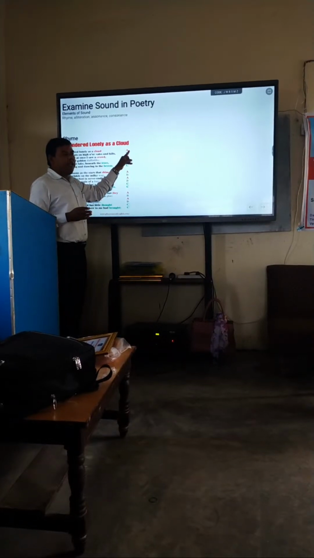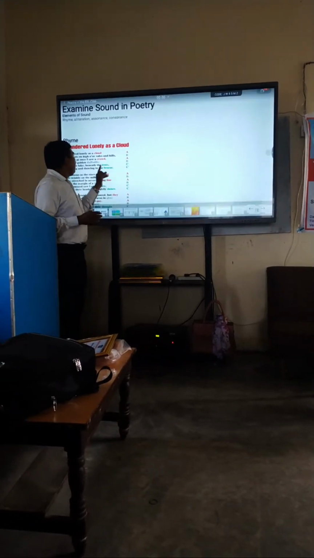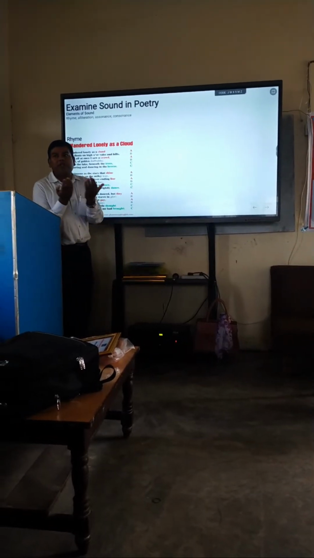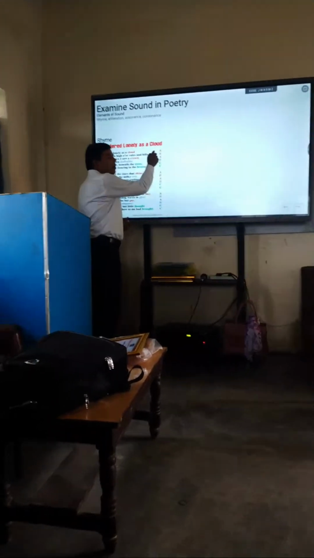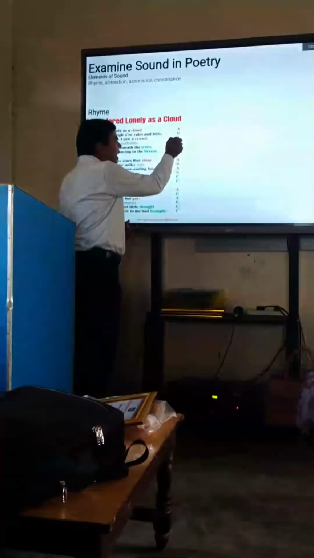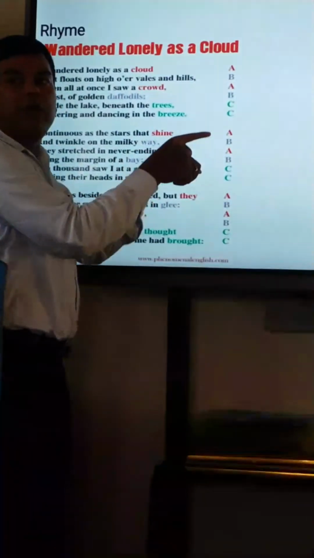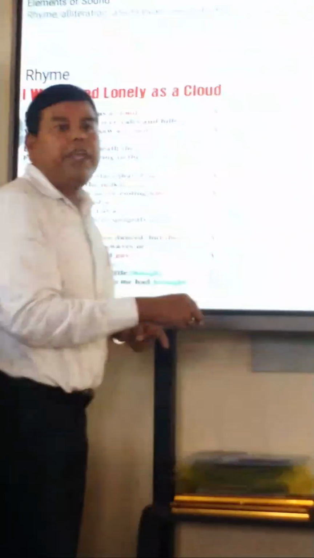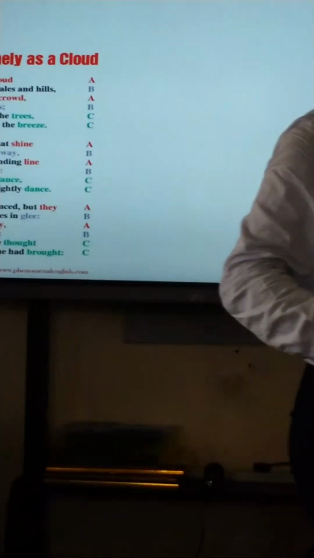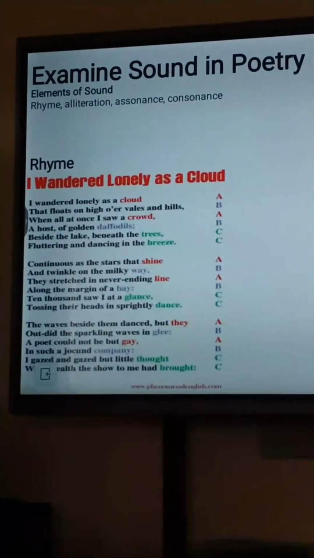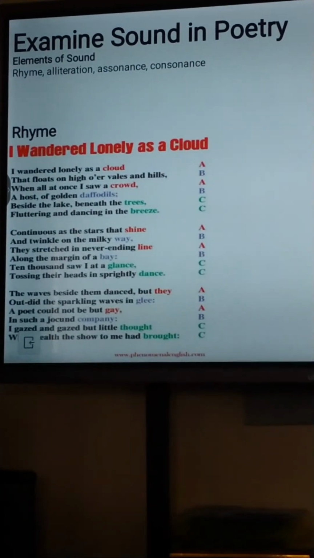Now this is what? A. This is what? B. Then cloud and crowd, they are matching with each other. So what is the pattern here? A, B, A, B. Then after that, they are not matched with these two. Then C, C. In this way, we can notice this for the students in the ESL classroom in the time of teaching.